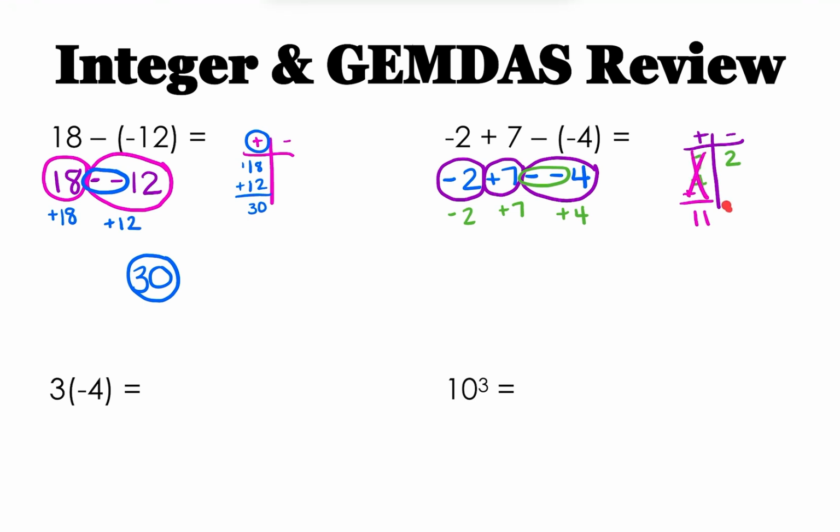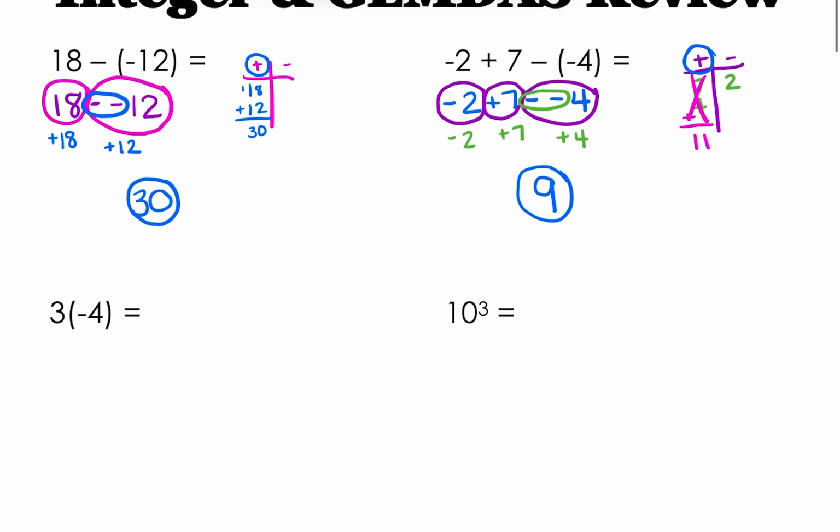And then I'm going to get rid of those. So now I have an 11 and a 2. Now different signs subtract. 11 minus 2 is 9. And the 11 has more power, so it's a positive 9, so just 9.